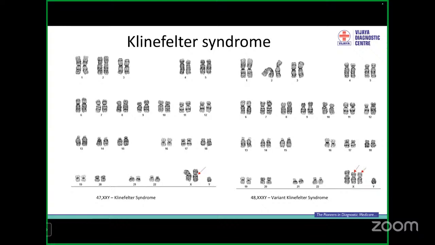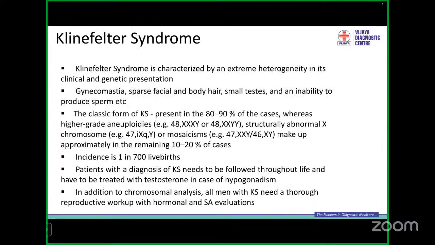On the other side, you can see there is one more chromosome. If you see the karyotype representation, it is 48,XXXY. It is a variant Klinefelter syndrome. The clinical presentation would be more or less similar, but there is an additional X chromosome. Instead of 47, it is 48. All these are sporadic. The numerical abnormalities are mostly sporadic, except in the case of Robertsonian translocations, which I'll come to in a while. There's extreme heterogeneity in the clinical presentation of Klinefelter syndrome. Gynecomastia, sparse facial and body hair, small testes, and inability to produce sperm will be the classic presentation.